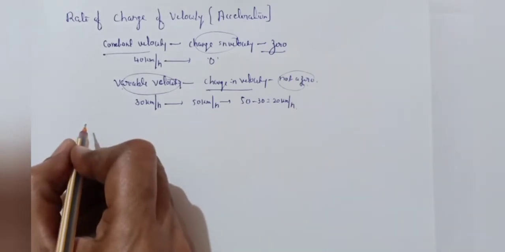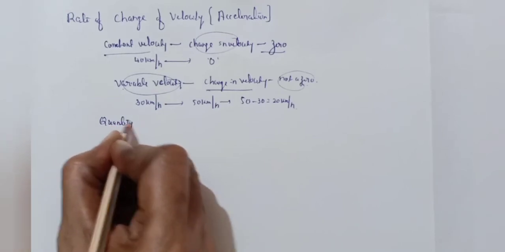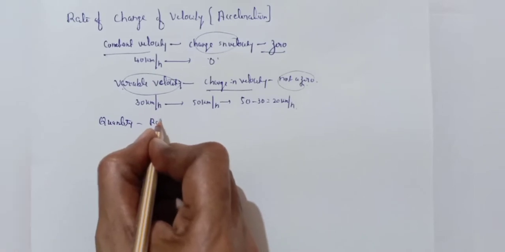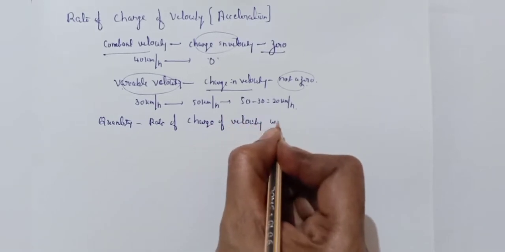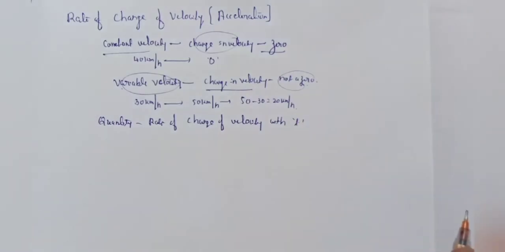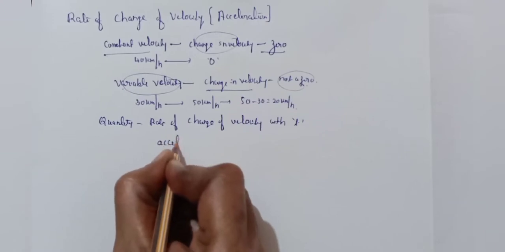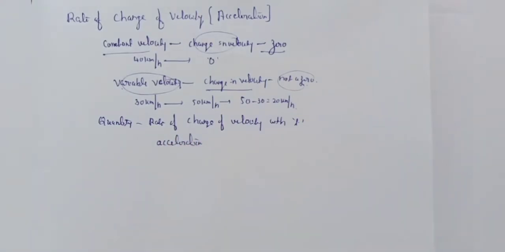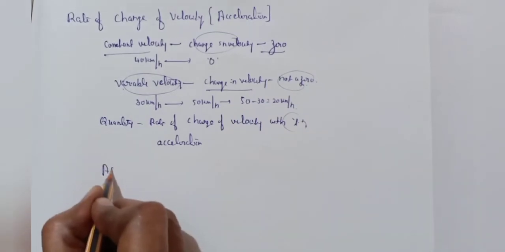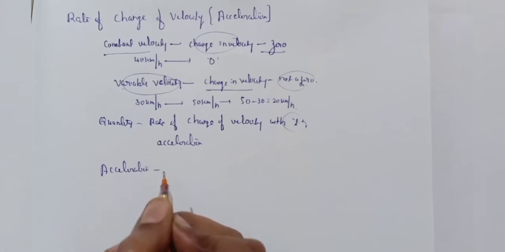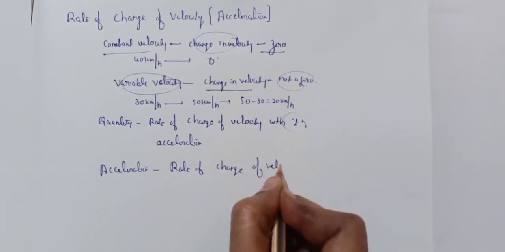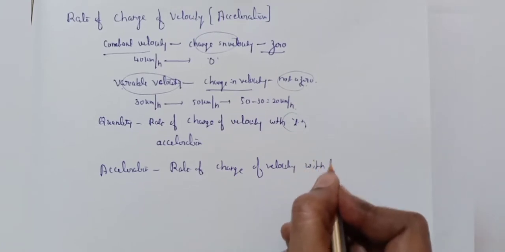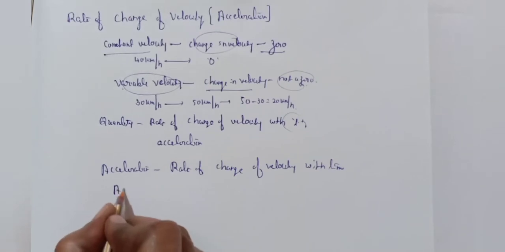So the quantity which measures the rate of change of velocity with the time is called acceleration. So the quantity which measures the rate of change of velocity with the time is called acceleration. So we can define the acceleration as the rate of change of velocity with the time.